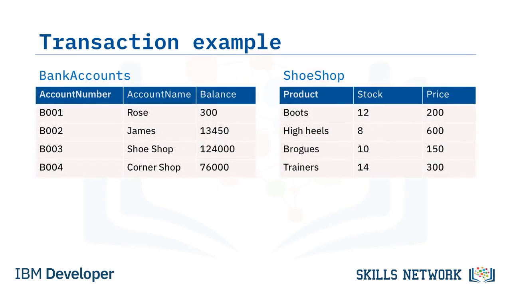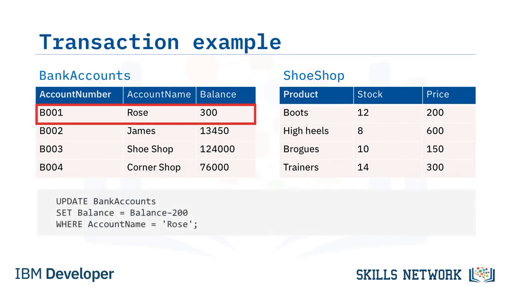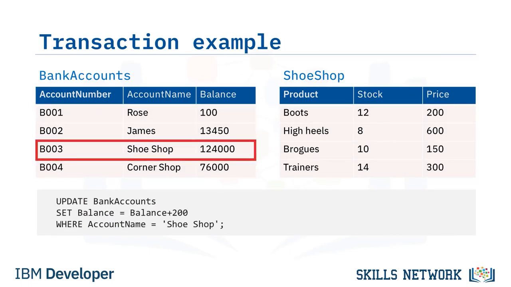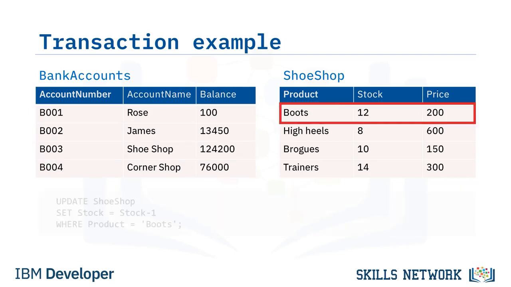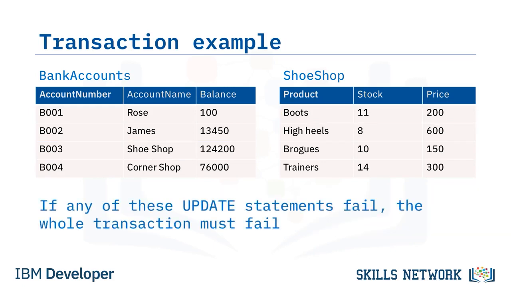If Rose buys boots for $200, then you can use an update statement to decrease her account balance, and another update statement to add $200 to the shoe shop balance, and a final update statement to decrease the stock level of boots at the shoe shop by 1. If any of these update statements fail, the whole transaction should fail to keep the data in a consistent state.